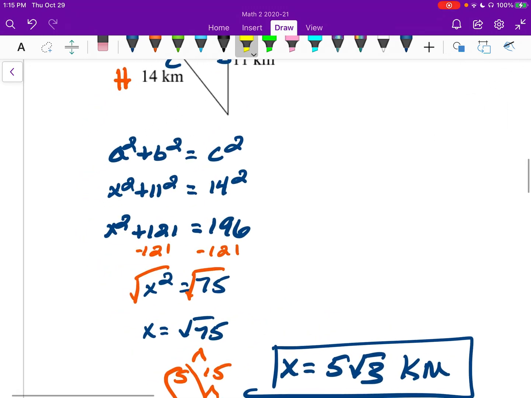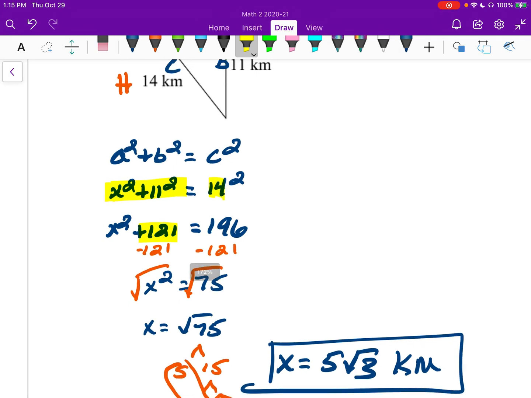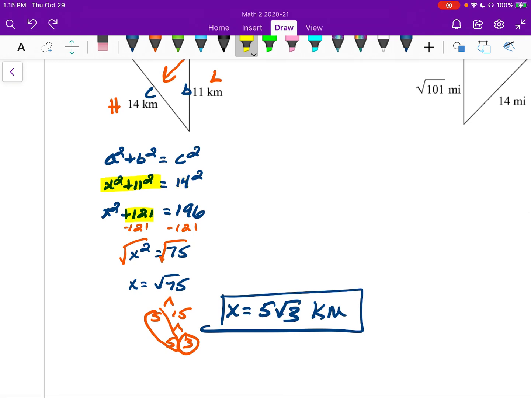Notice that whenever I was at this step here, I couldn't subtract the 11 yet. I had to square it and make it 121. It won't work. In almost every circumstance, it will not work if you subtract the 11 over to the 14. All right, make sure that you square them before you try to add and subtract.